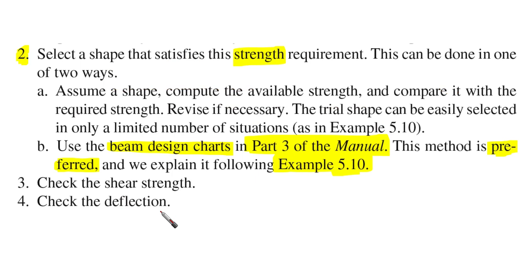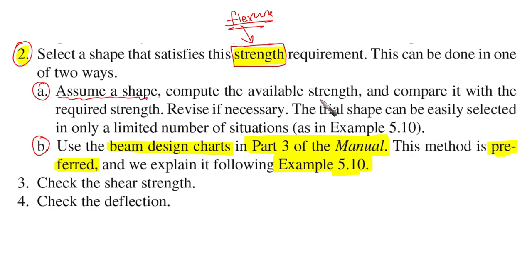The second step is to select a shape that satisfies this strength requirement. We are talking about flexure now. This can be done in one of two ways, A or B. A: assume a shape, compute the available strength already provided by this shape, and compare it with the required strength. Commonly we do it like this. Revise if necessary. The trial shape can be easily selected in only a limited number of situations.